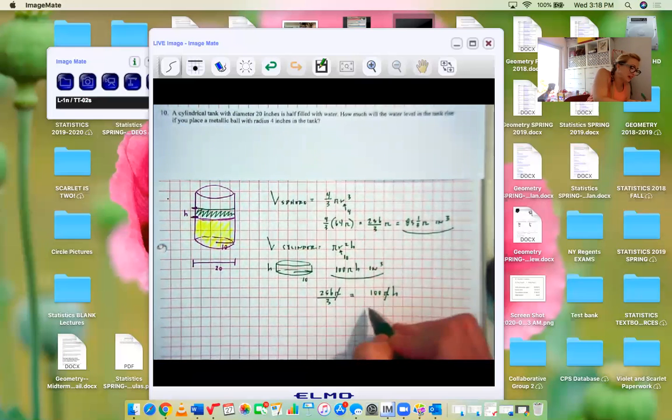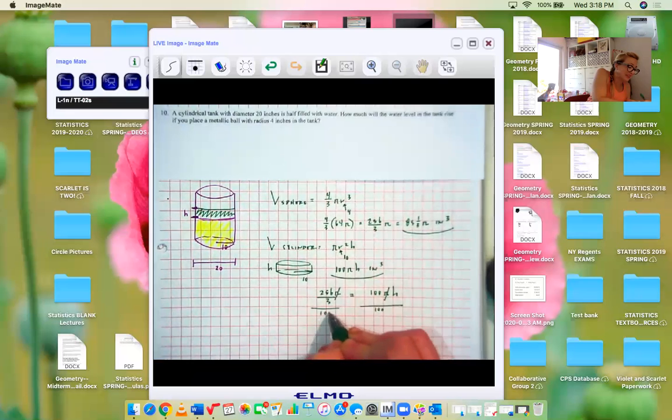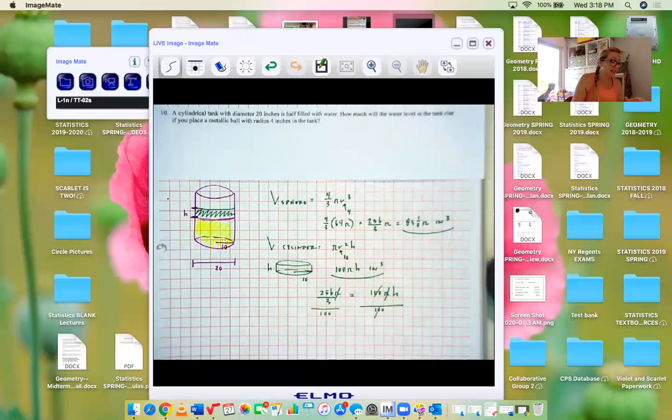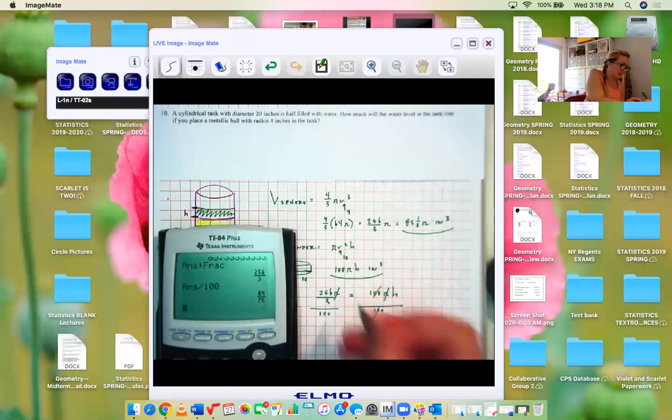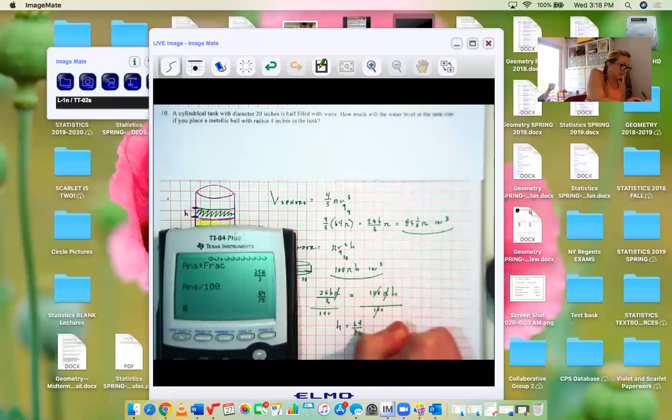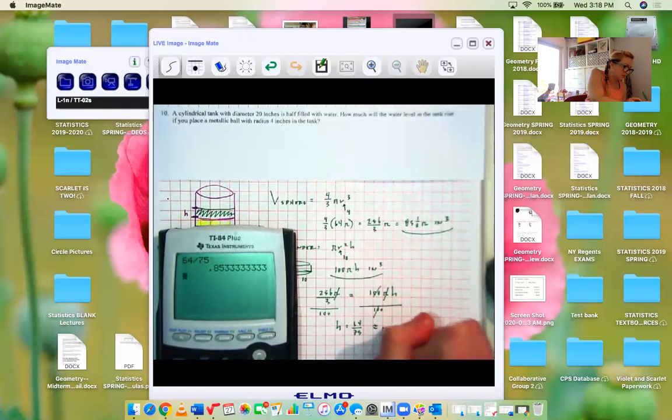So I could just go ahead and divide each side by 100, or I could have multiplied each side by its reciprocal. That would have been fine as well. So I'm taking my 256/3 right there, and I'm going to divide that by 100, and I'm left with a height of 64/75. So 64/75 as a decimal would be about 0.8533 inches.